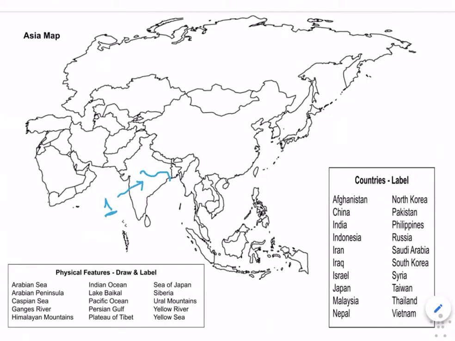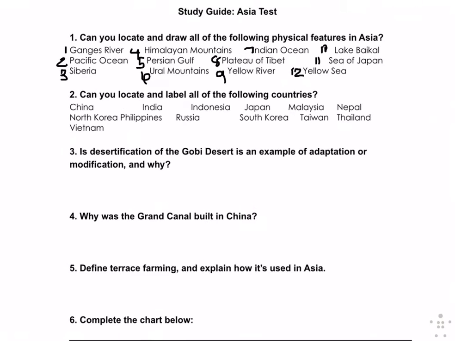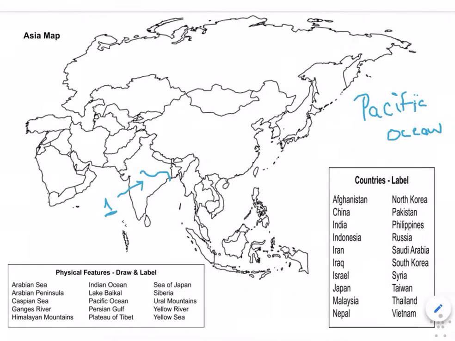Number 2 is the Pacific Ocean. So if I look at the Pacific Ocean, that is located near Japan in the region all the way to the west of it. So this would be the Pacific Ocean. My next one following that is number 3, which number 3 for us is going to be Siberia.